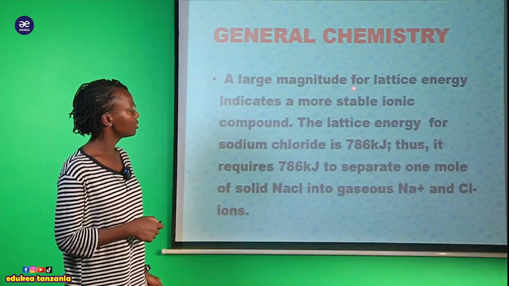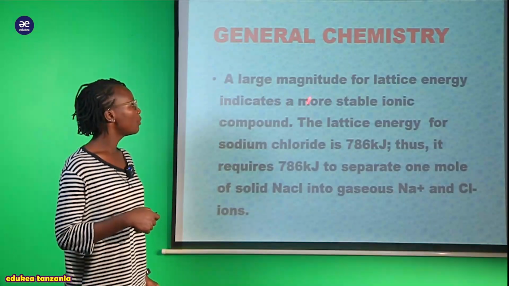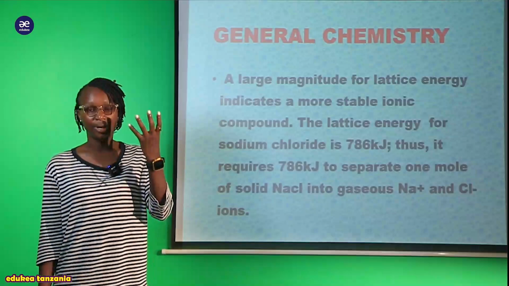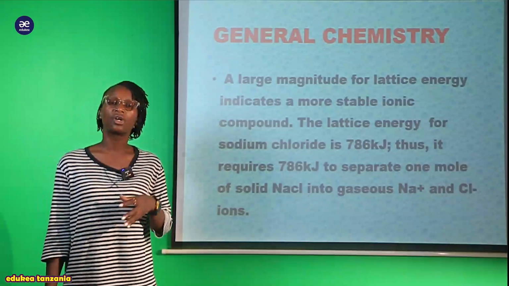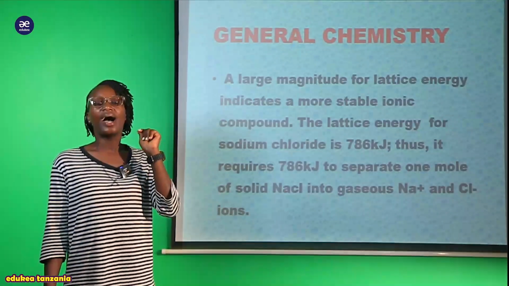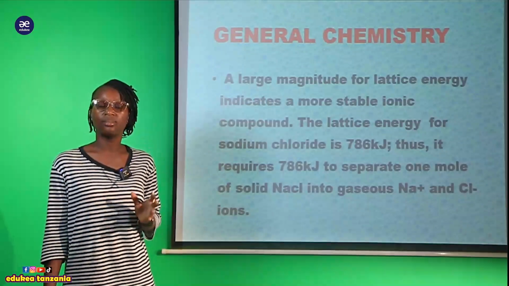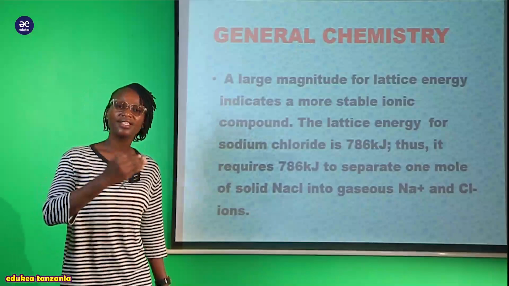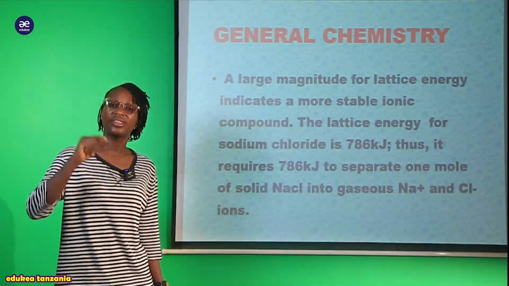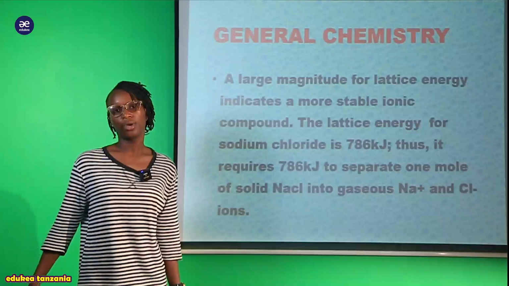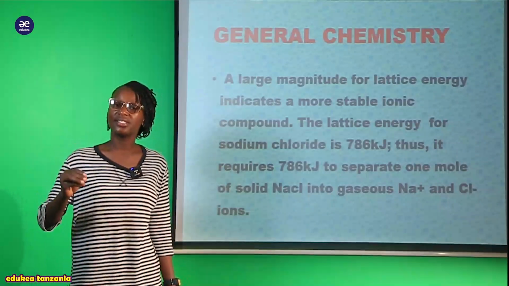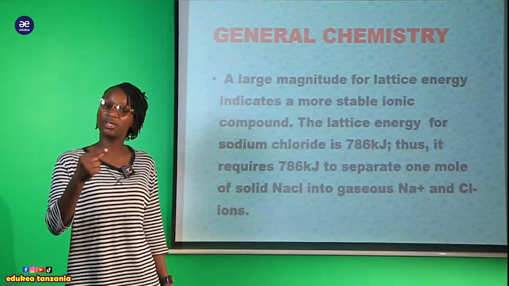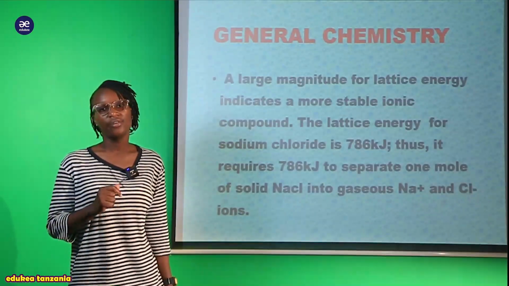Anasema kwamba large magnitude for lattice energy indicates a more stable ionic compound. Kwamba kumbe tunapoongelea kuhusiana na the issue of more stability of those ionic compounds, hatuangalii tu au hatutumii tu measuring of the lattice energy, but also we have to consider the magnitude of the what? Lattice energy. Therefore the large magnitude of the lattice energy ensures the more stability of the ionic compound. Kwa hiyo kama utakuwa na value kubwa ya lattice energy, therefore that compound will be also what? More stable ukicompare na zile ambazo zina lower magnitude of the what? Of the lattice energy.